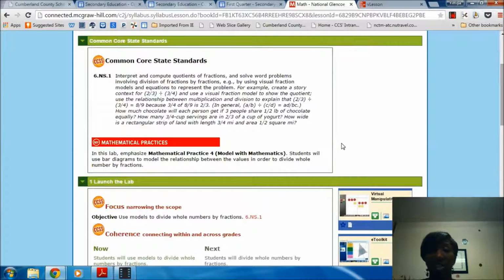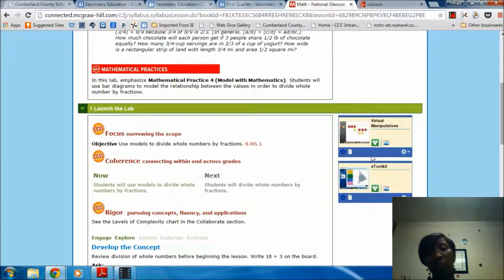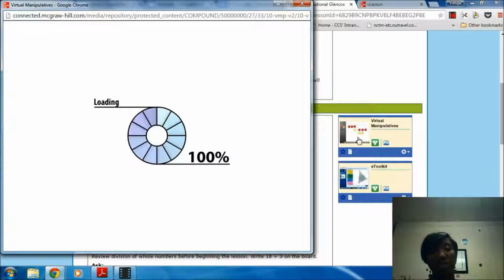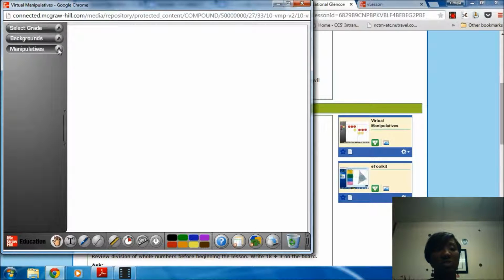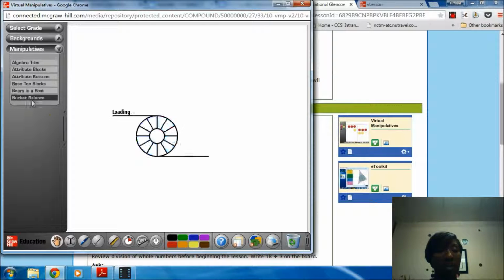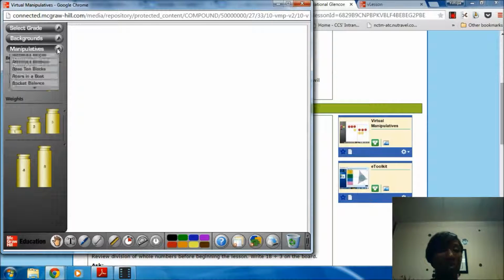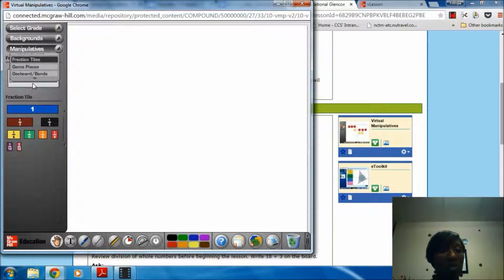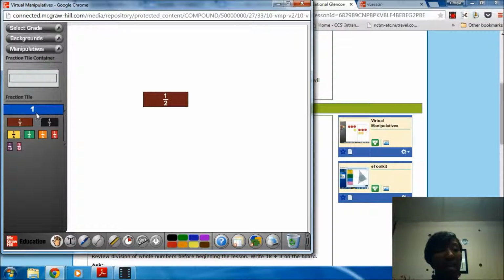So this is just the inquiry lab. I also want to note that there are virtual manipulatives here. So if for some reason a student needs to actually see that fraction, they have fraction tiles here. And I could pull up a half fraction tile.